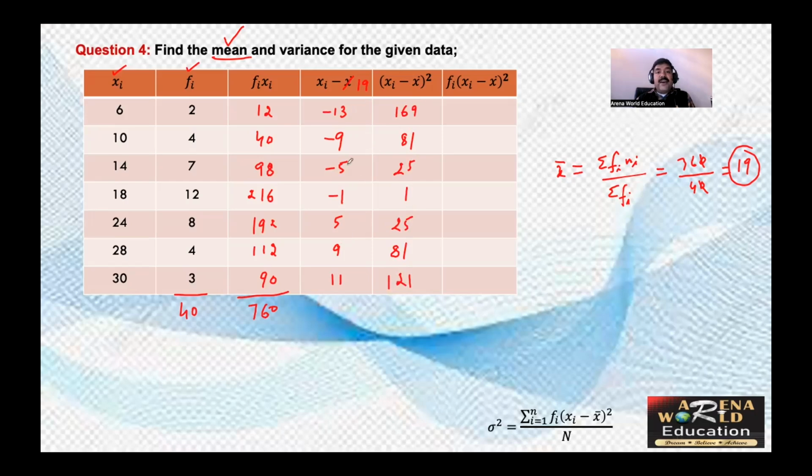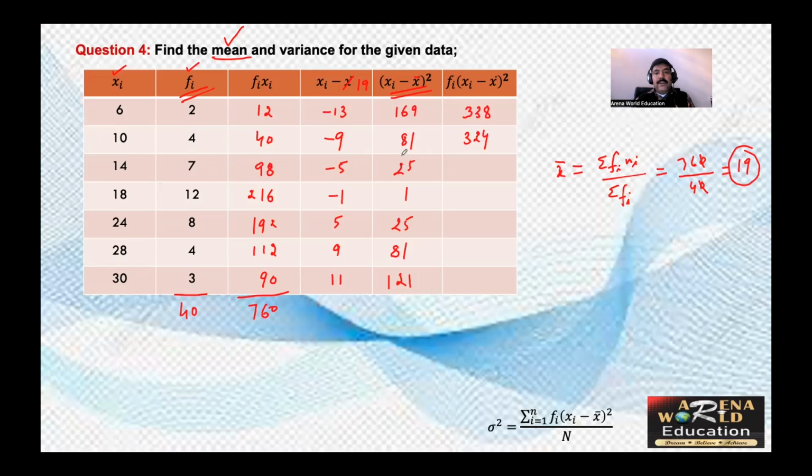Right? Now, what is the next step? We will multiply each fi with xi minus x bar whole square. So 2 into 169 will be 338. 4 into 81, yes, this will be 324.